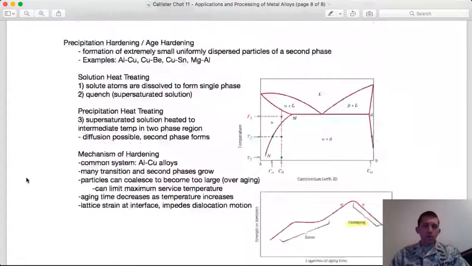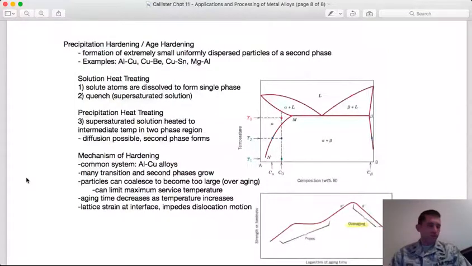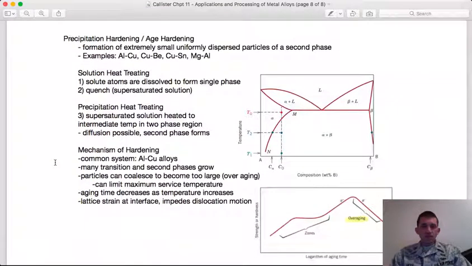Okay, I'm going to cover this in a couple minutes to try to keep this video within a normal class period or so. And talk about solution heat treating, precipitation hardening, age hardening here, which is one of the primary ways of strengthening aluminum alloys. And what you're doing here is you are forming many, many extremely small dispersed particles of a second phase within your parent phase. And this is typical for, like I said, aluminum and copper alloys, also magnesium.